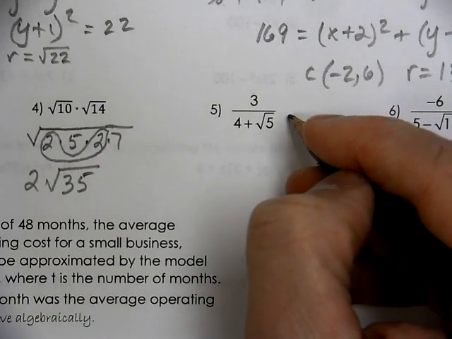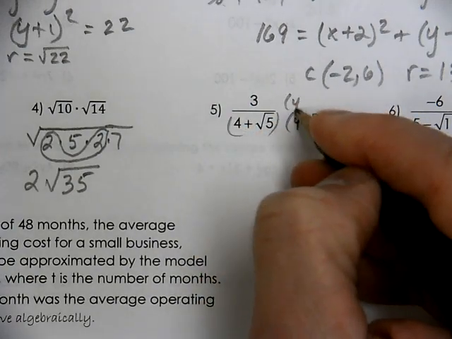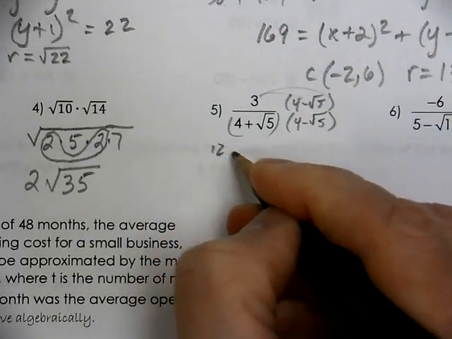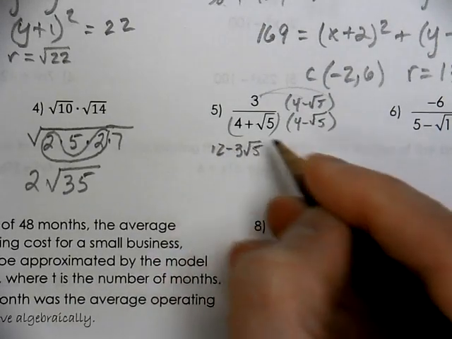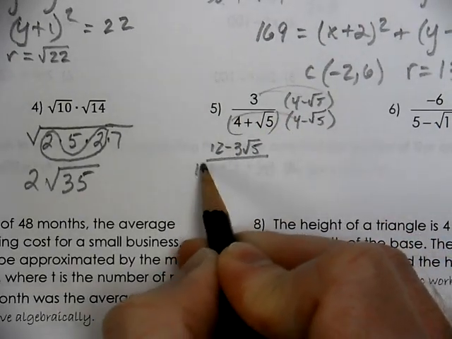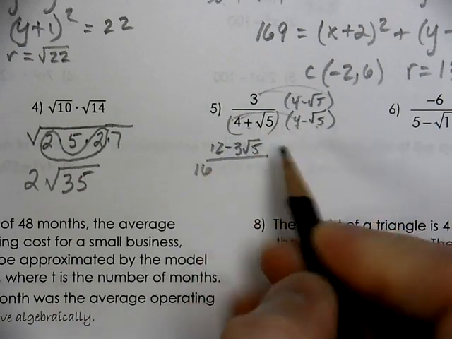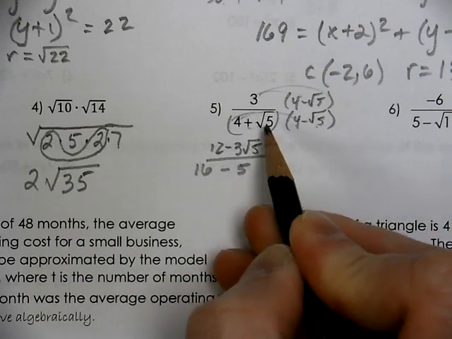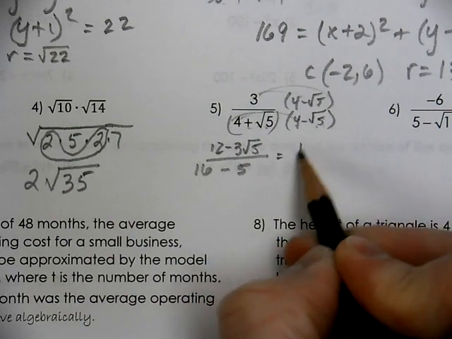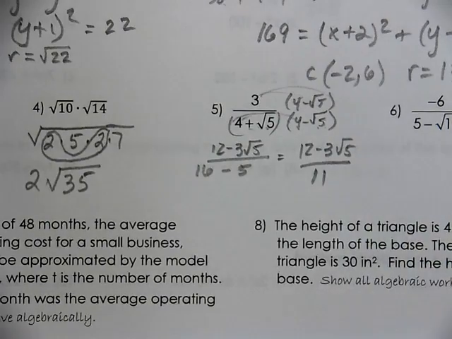Here we need to multiply by the conjugate. And we distribute that through to get 12 minus 3 root 5. And then when you multiply the conjugate, your middle terms are going to cross out, and you're only left with the first and the last. So negative 5, because root 5 times root 5 is 5. So that's going to leave us with 12 minus 3 root 5 over 11.